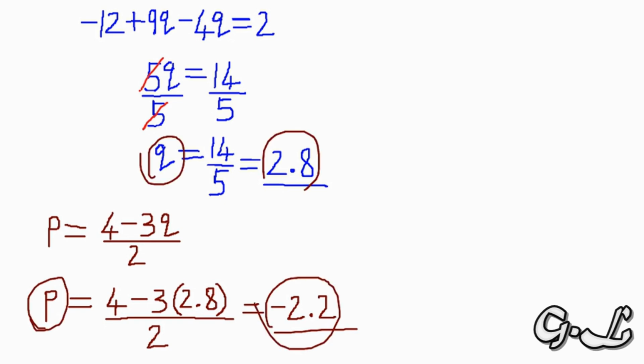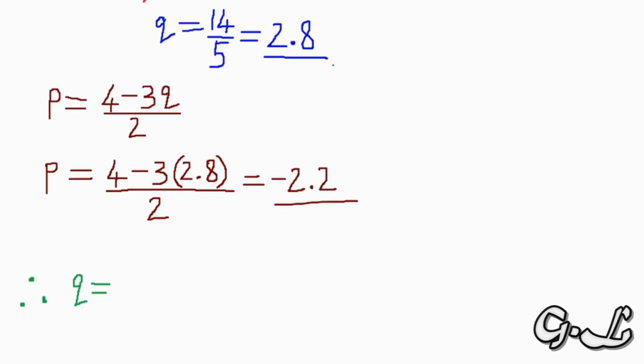So we have now found the values of p and q. We have the value of q as positive 2.8 and the value of p as negative 2.2. So this is what we have there. So now we can say that therefore q is equal to 2.8 and then we have the value of p as negative 2.2. So this is what we have.